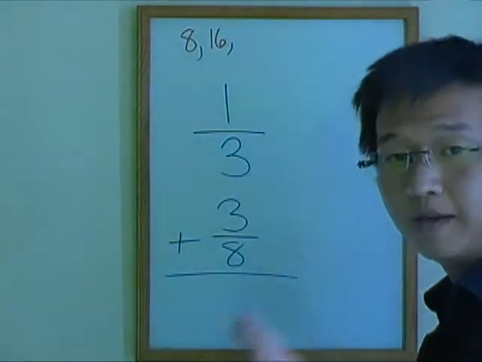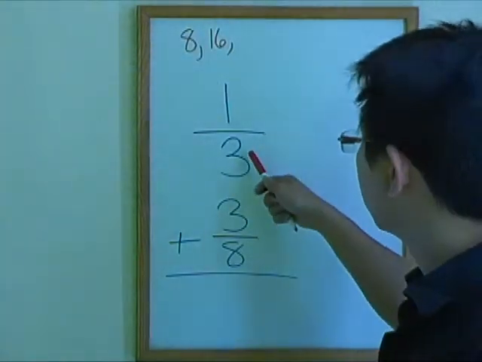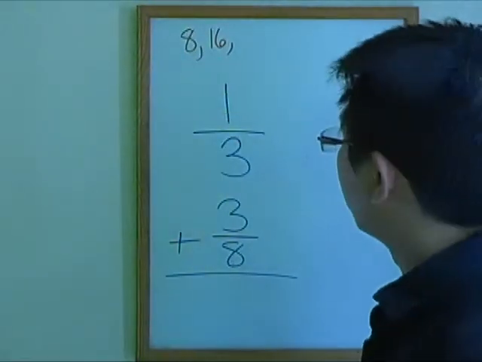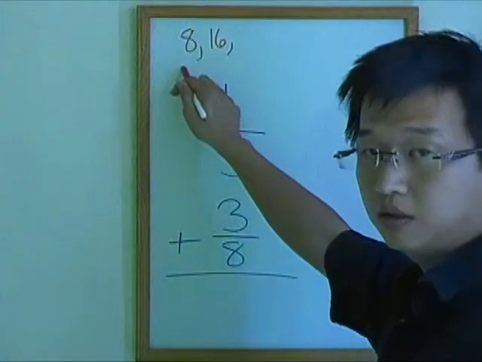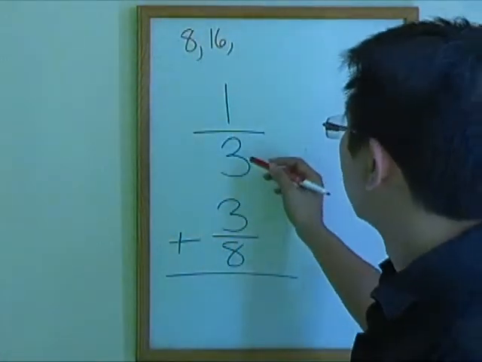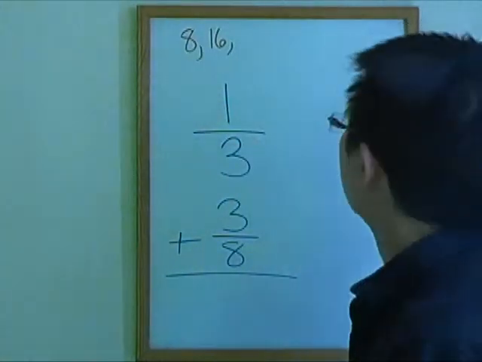and every single time that we skip count by our numbers, we're going to see if the other denominator can go into that number we're skip counting by. So can 3 go into 8? No, of course not. So we keep going. So we go to 16. Can 3 go into 16? No, of course not. So we keep going.